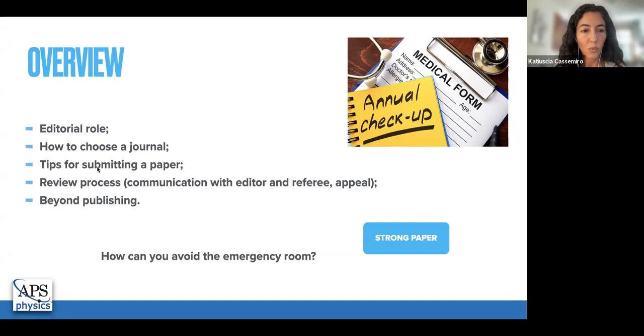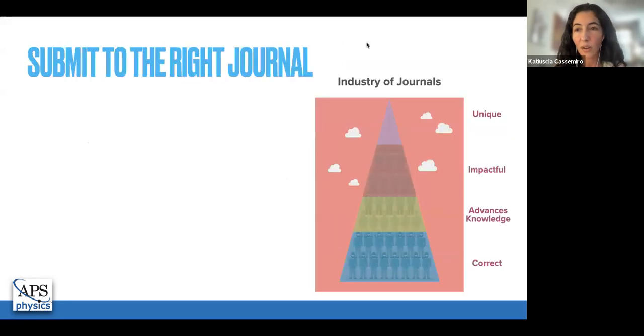So we're going to start with the part that you have your result, but before writing the paper, you have to think what is the best journal that you would submit this manuscript. So how can you think about the different options of journals?